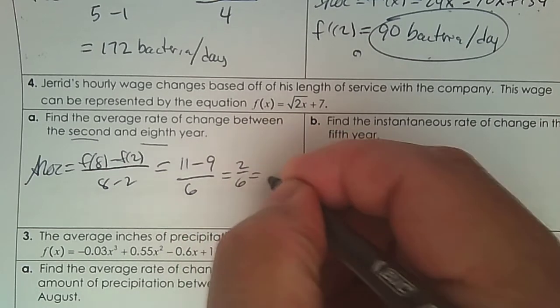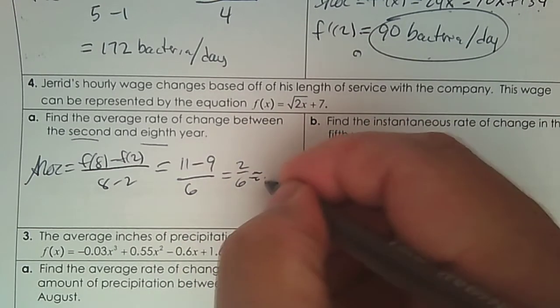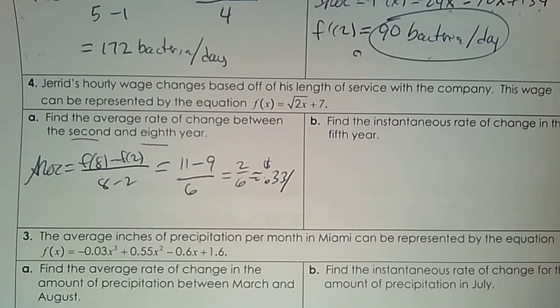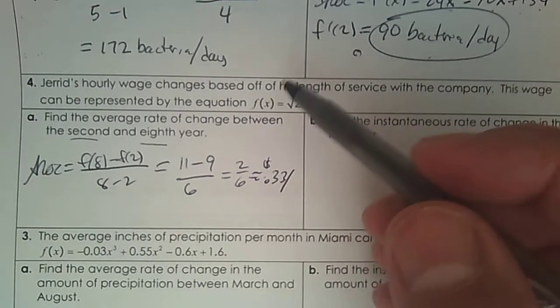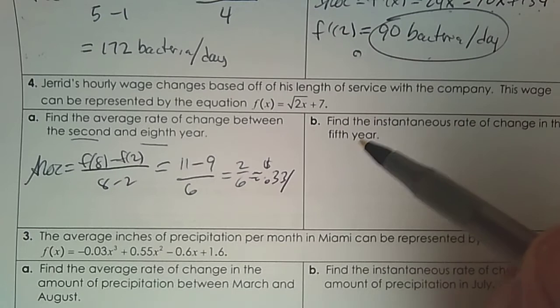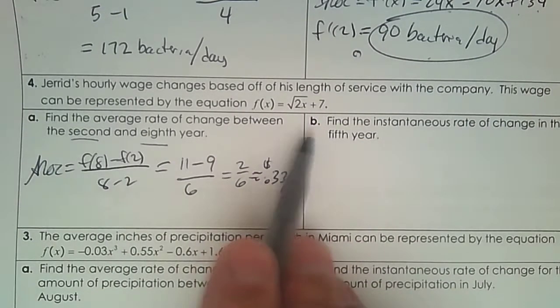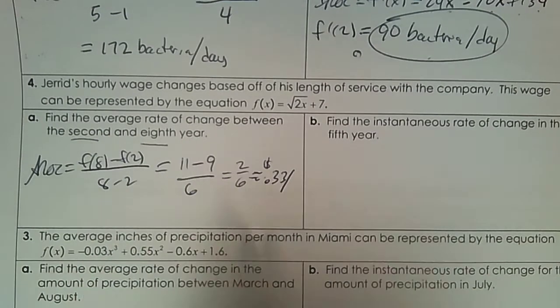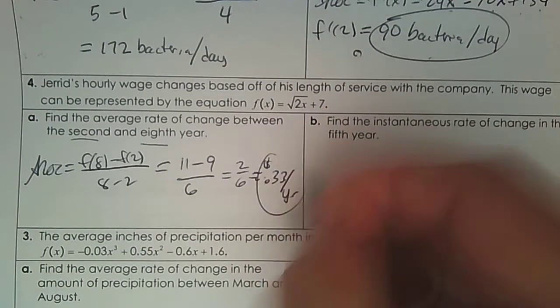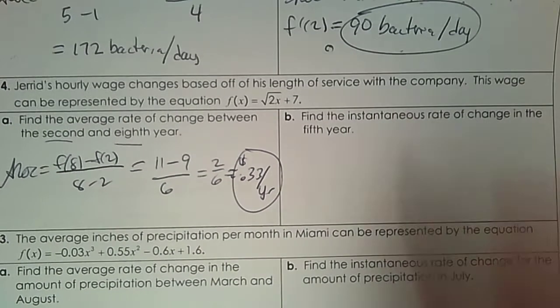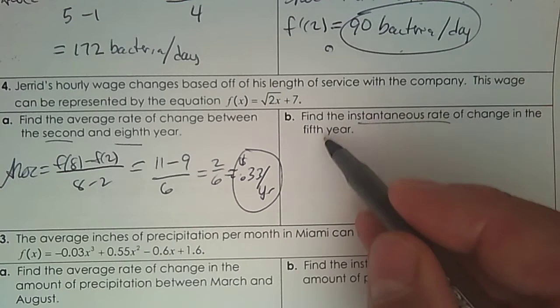And in terms of money, that would be approximately 1/3 or 33 cents per hour, right? Year. What is it? Hourly or change? Oh, second and 8th year. So the average change in a salary increases by 33 cents per year. Pitiful. B, the instantaneous rate of change in the 5th year.